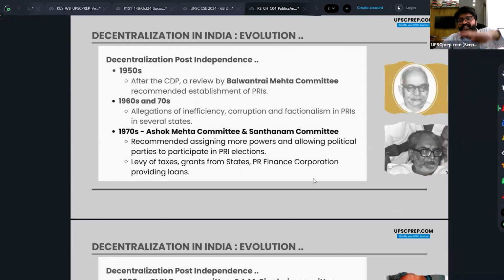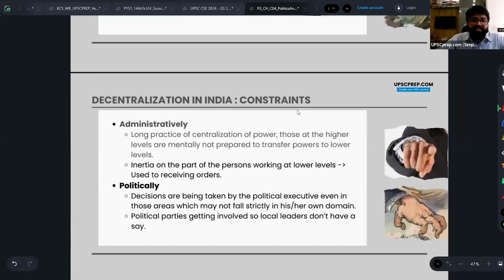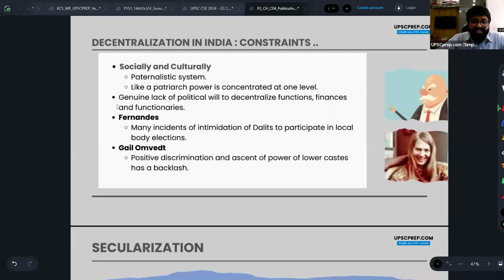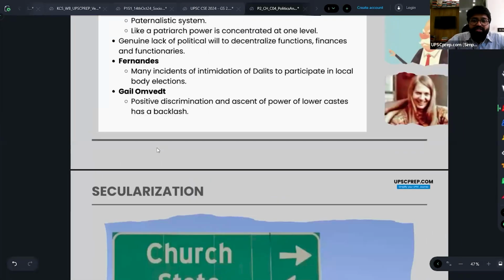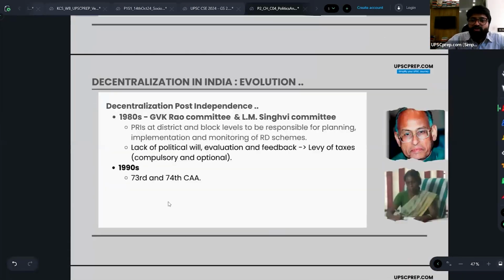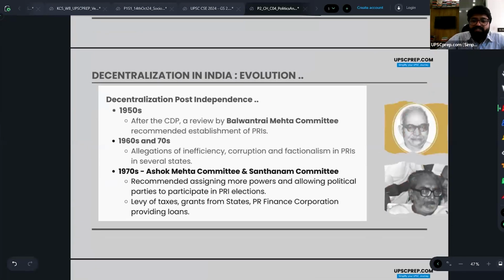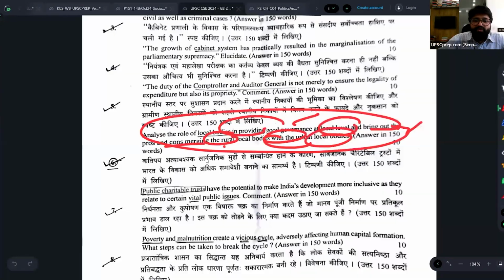From Center to state, state to local bodies. What problems are there, what constraints are there. So imagine your understanding about this particular aspect of decentralization of power, and the way you are going to write the answers here also is going to fetch you that extra half or 1 mark compared to any other person. Yes, right.